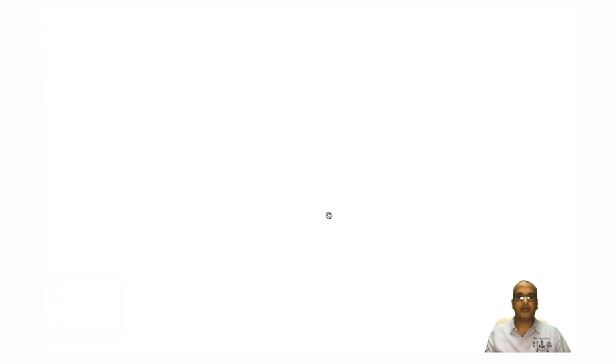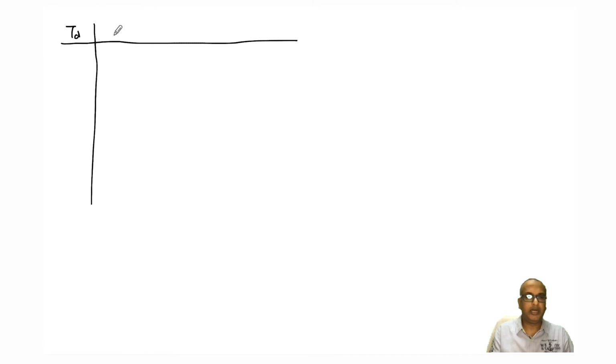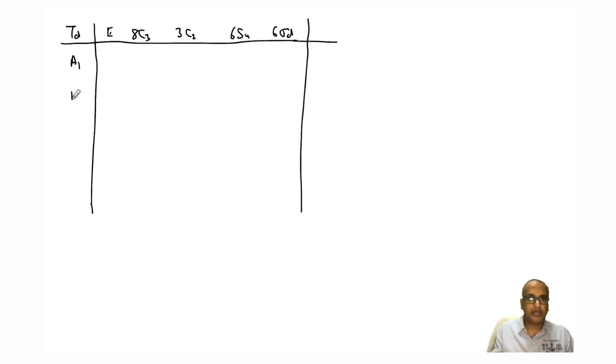So now let us go to that character table, so that without having to write the whole matrix, we can just write down the tau 3n. So for Td, we have E, 8C3, 3C2, 6S4, and 6 sigma d. And this is for the basis set. And we have A1. So I'm just writing the character table, nothing fancy about it.